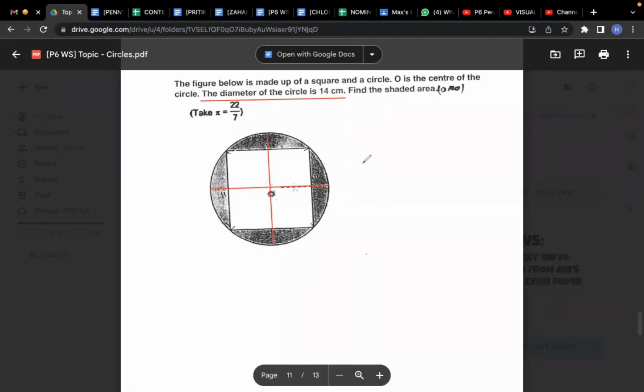So what you want to do first is write down that the diameter equals 14 cm and the radius equals 7 cm. Remember, the radius is always half of the diameter.